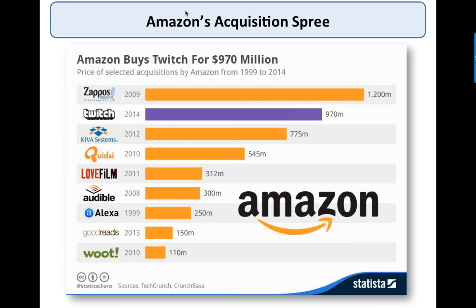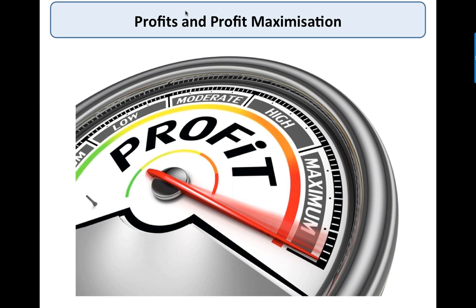It spent nearly $1 billion buying Twitch. Of course, it spent $300 million just 3 or 4 years ago buying LoveFilm. So companies can grow quickly. Highly profitable businesses have more resources available to fund the acquisitions if they want to.